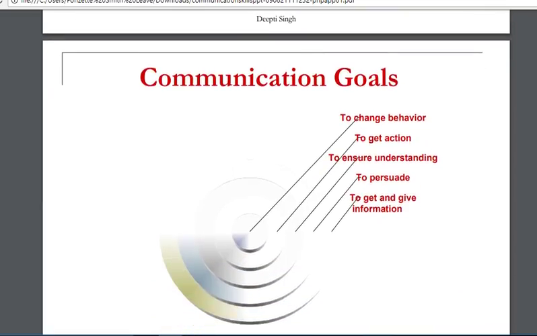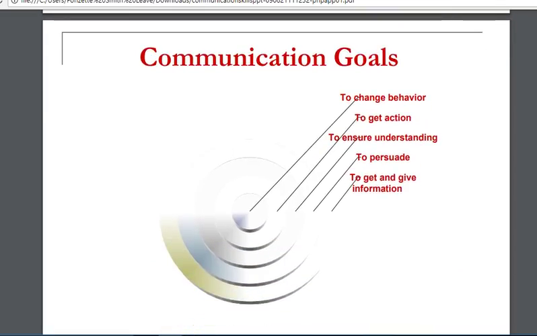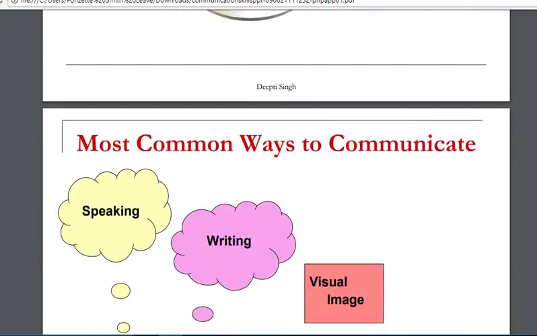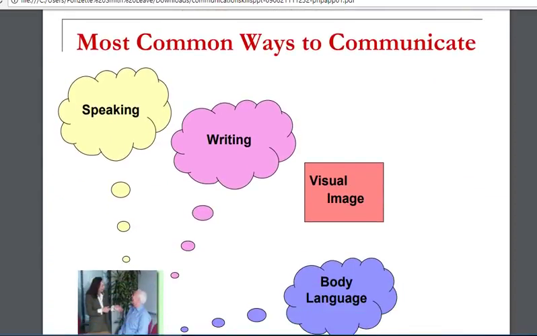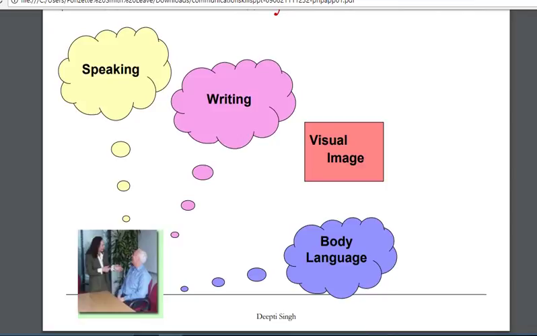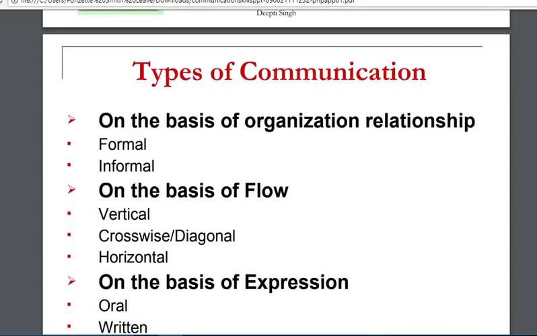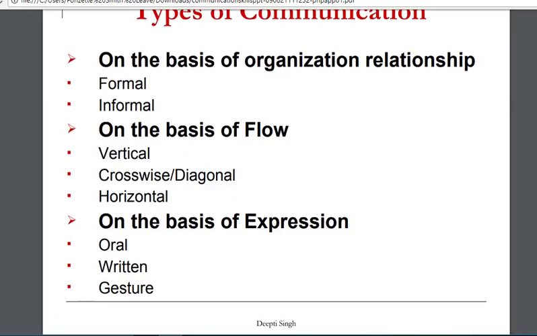Communication goals: to change behavior, to get action, to ensure understanding, to persuade, to get and give information. Most common ways to communicate are speaking, writing, visual image, and body language. Some types of communication on the basis of organizational relationship are formal and informal. On the basis of flow are vertical, crosswise, diagonal, horizontal, and on the basis of expression are oral, written, and gesture.